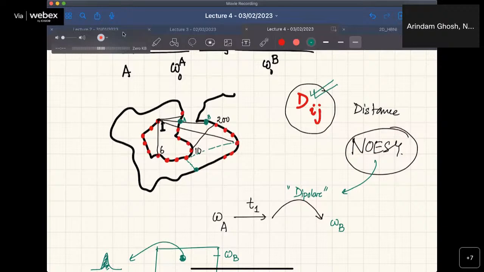But nonetheless, 2D or 3D, the basic concept is to first create magnetization, then have some t1 evolution, then transfer it, either by dipolar coupling or J coupling, then evolve again. Therefore, you get a peak between omega A and omega B, or omega C and omega D, something like this. This basic concept is everywhere in all multidimensional experiments, and that is what I hope you understood today.